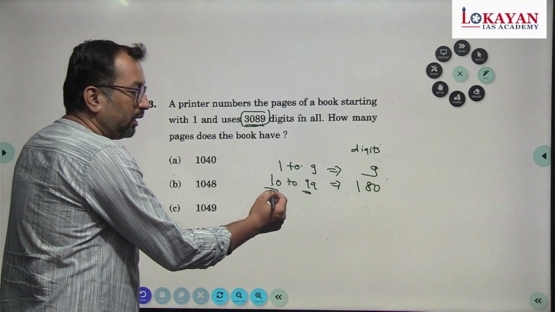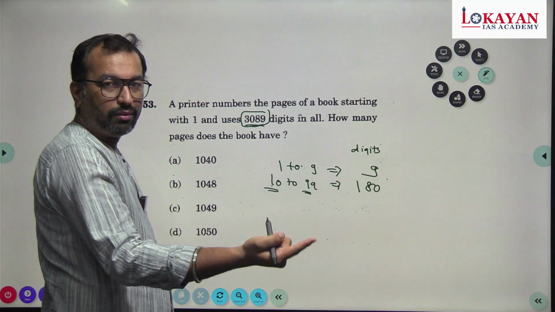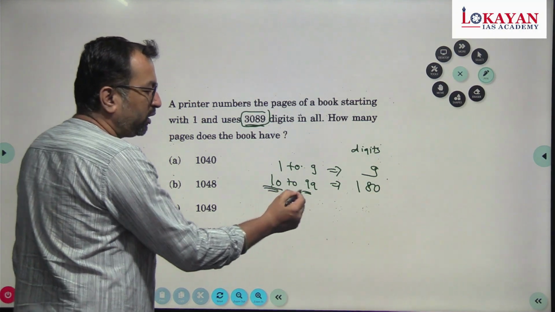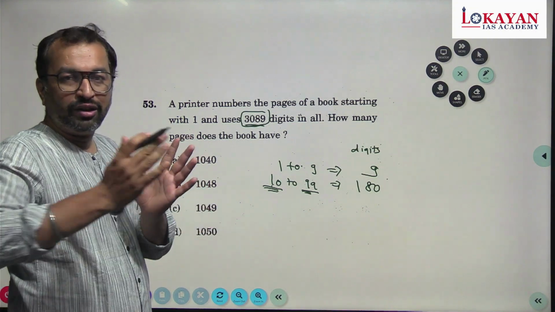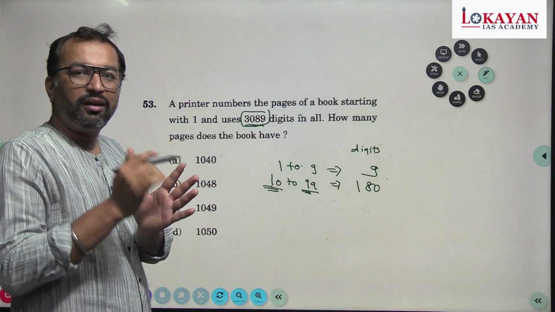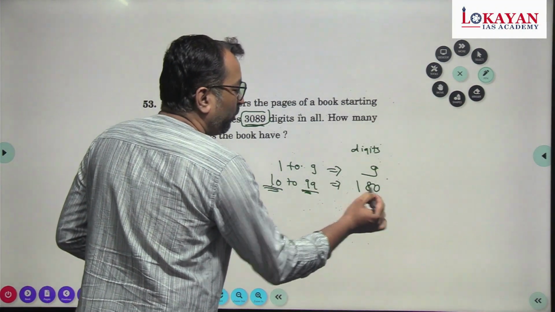Are you getting it? 10 is a 2-digit number, 99 is a 2-digit number. It is the smallest 2-digit number, and it is the largest 2-digit number. So in all we have 90 2-digit numbers. They are 2-digit numbers, that's why we are multiplying 90 with 2. So the whole digits become 180.